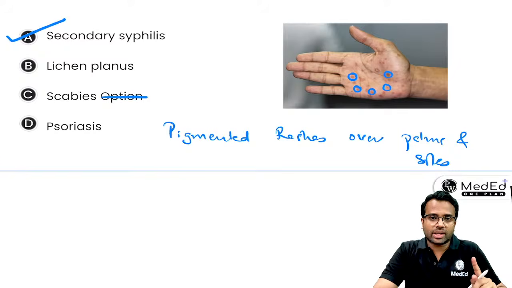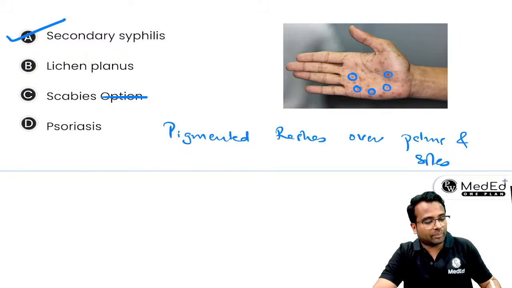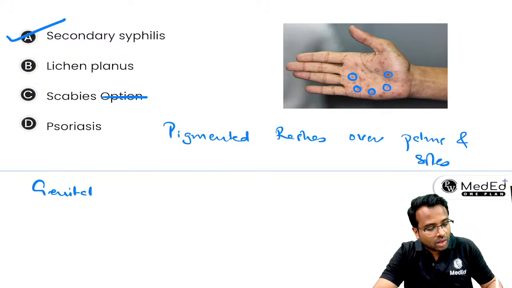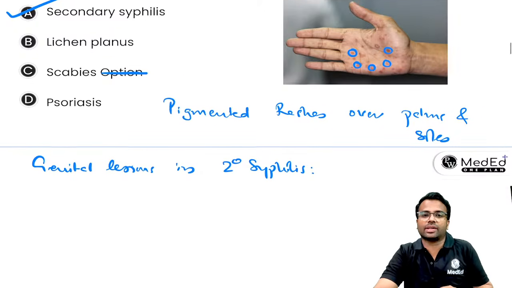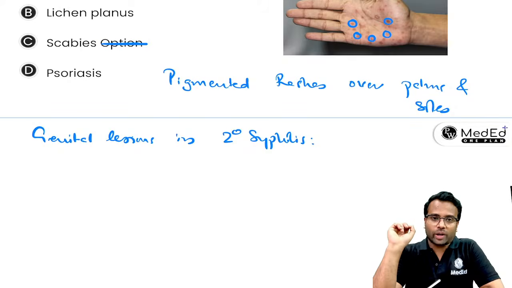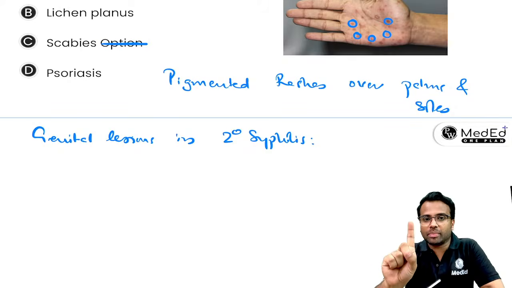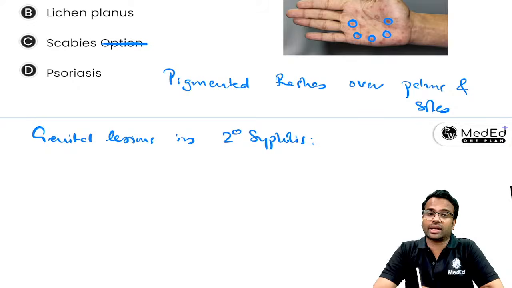One quick question before I go to the next question is, in the same patient, if they ask you what are you expecting as a lesion in the genitalia, so genital lesions in secondary syphilis, what is the genital lesion in secondary syphilis? Are you going to see a genital ulcer in secondary syphilis? No, right? Because genital ulcer is seen in primary syphilis. In secondary syphilis, you have some other finding in the genitalia. Can anybody answer? Just try to brainstorm what could be the answer.